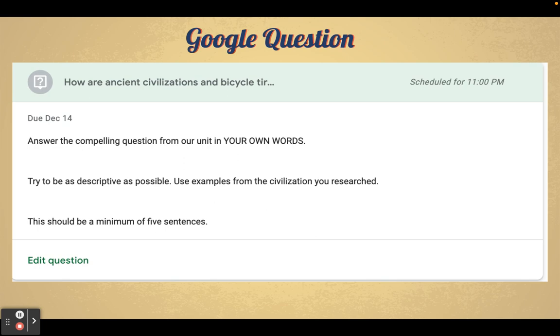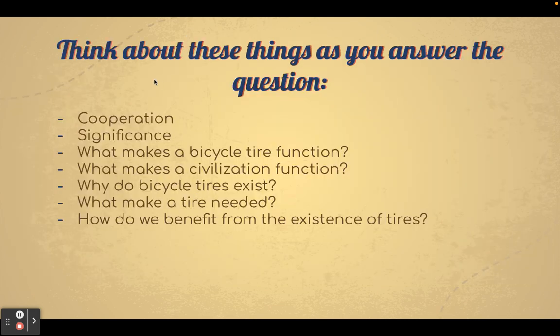So I think one thing to do when we ask you to be descriptive and to think critically about something is to give you some cues and reminders. So I put a slide right here to walk you through a few things to think about as you answer this question. We've talked so much about these related concepts of cooperation and significance within this unit. I want you to think about that in the culture that you studied. So, where did you see cooperation? Where did you see significance? And how can you use that evidence to answer this question?